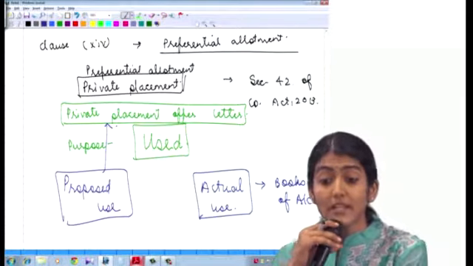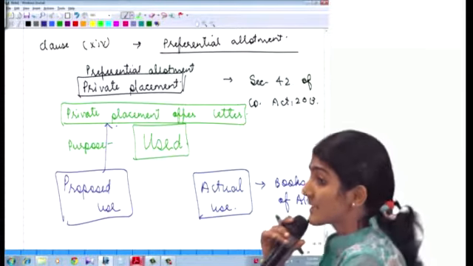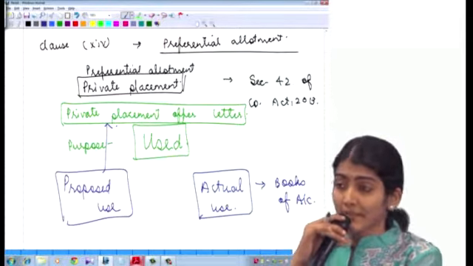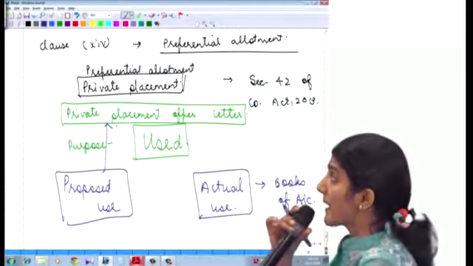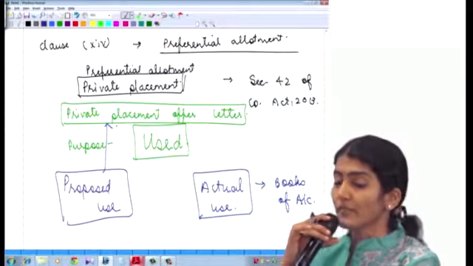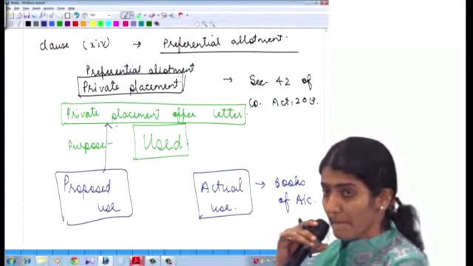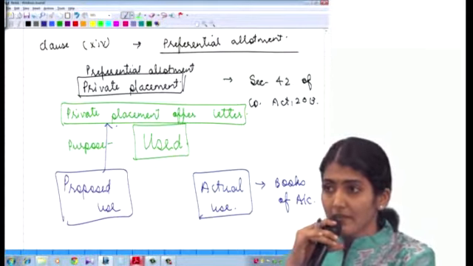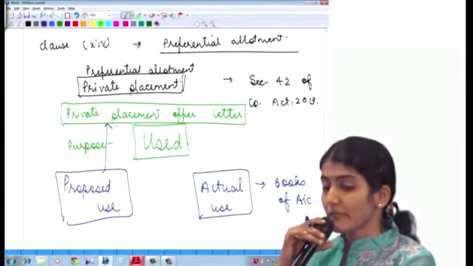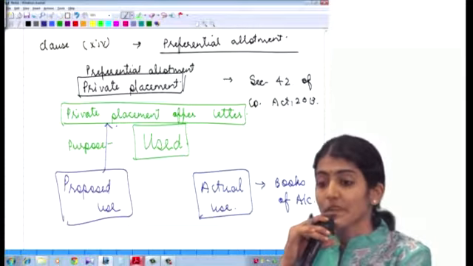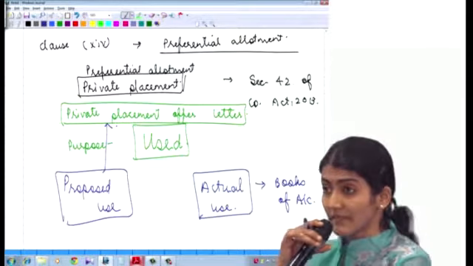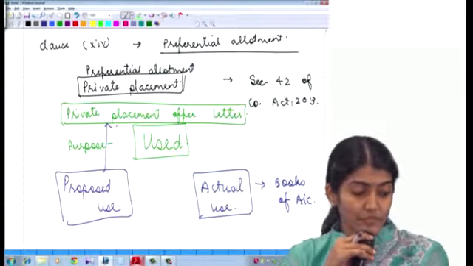Right, so the very important keyword in that is private placement offer letter. From where you will come to know the reason, the purpose why this particular money has been raised or why the private placement has been done. And then you need to check the actual use from the books of account. Yes, preferential allotment. So now which section of the Companies Act has come? Section 42 of the Companies Act. Right, section 42.